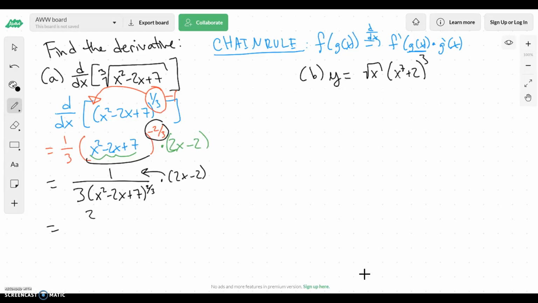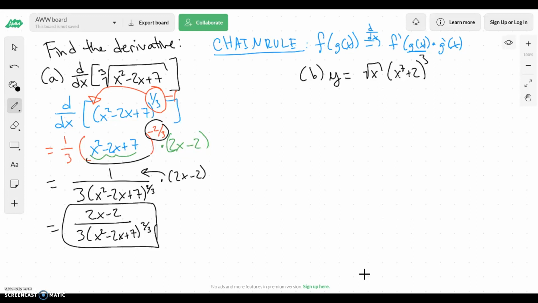So I can also put this on the top. Okay, and I can have 2x minus 2 over 3 times x squared minus 2x plus 7 raised to the power of 2/3. So you can go ahead and leave it like this. You can also make it into a cubed root again, but that would be it. That's the derivative for that problem.